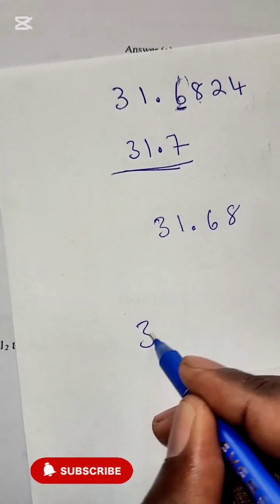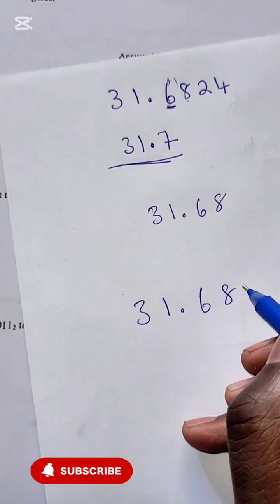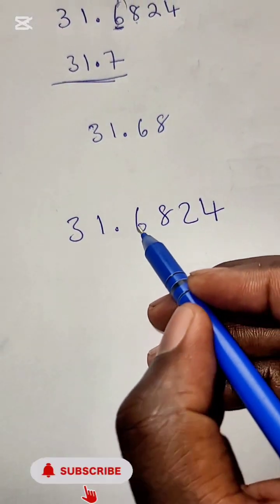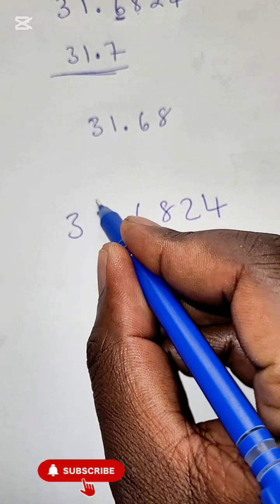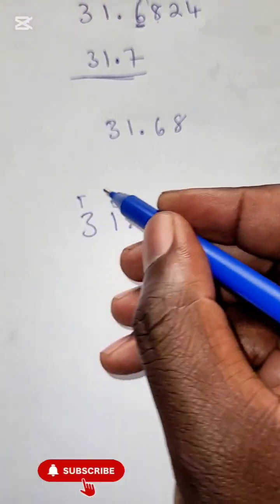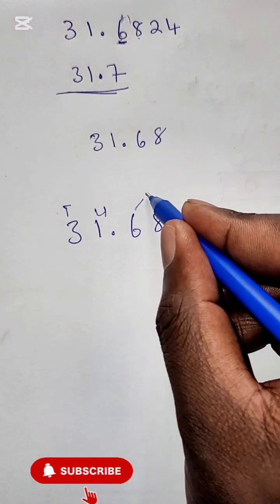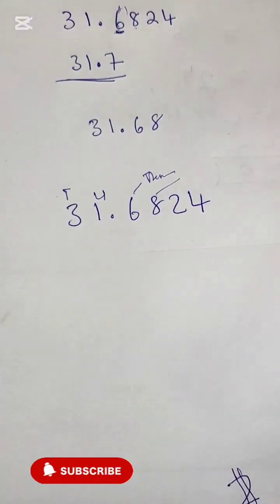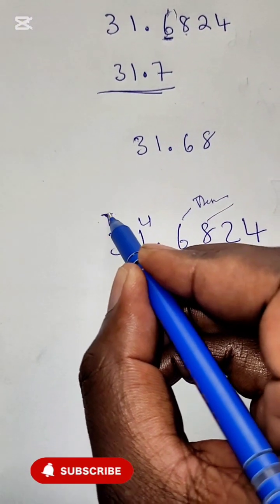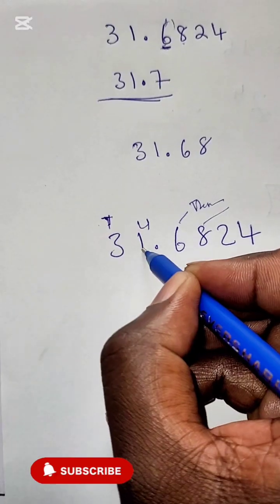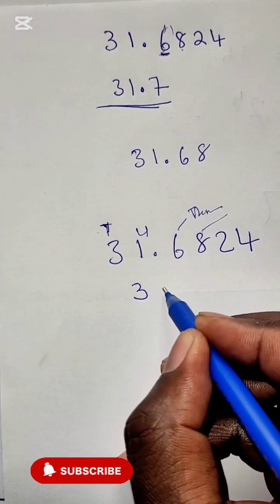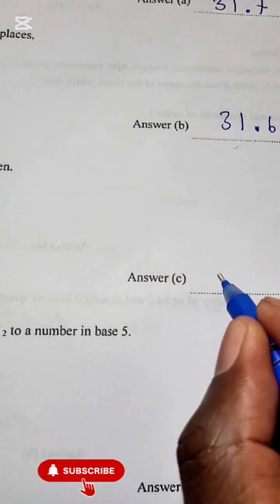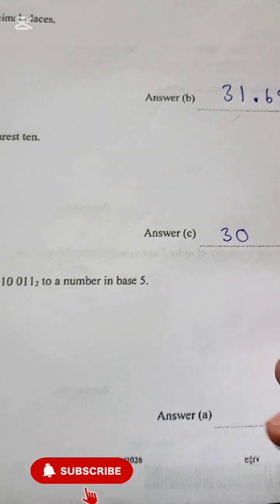So from our number 31,6824, let's round it off to what? To the nearest tens. So these are units and these are what? Tens. Then these are tenths, hundredths, thousandths, and so on. So to the nearest what? 10. That's here. So 1 is below 5. So our answer will be what? Will be 30. That will be our answer to the nearest 10.